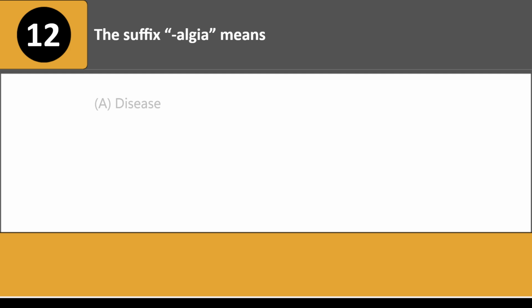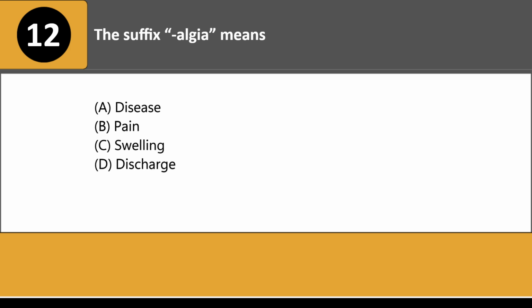The suffix -algia means A. Disease, B. Pain, C. Swelling, D. Discharge. Answer B. Algia means pain, as in neuralgia, nerve pain.